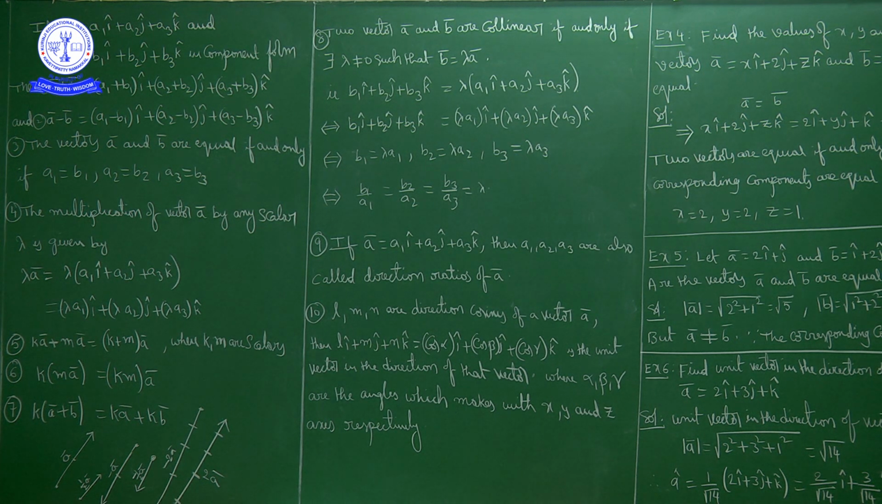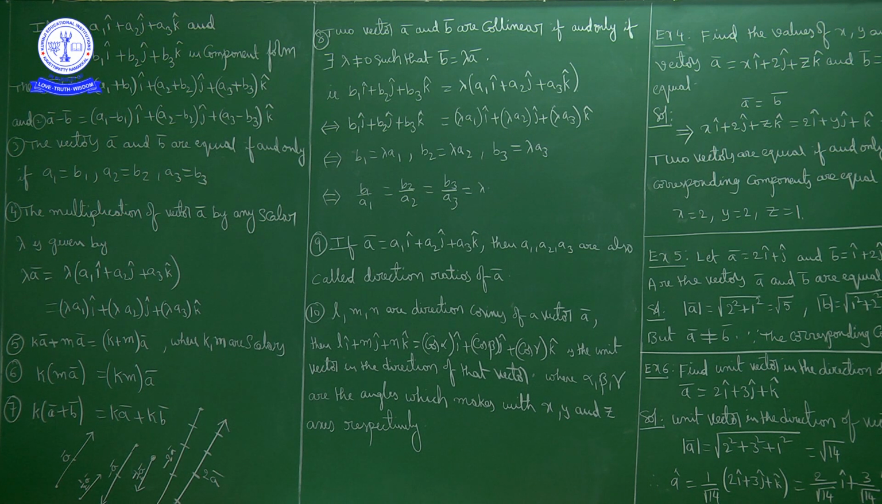Represent component of a vector. Okay. Next, we will continue with this concept. If A bar is a vector, A1 i cap plus A2 j cap plus A3 k cap, and B bar is a vector, B1 i cap plus B2 j cap plus B3 k cap in component form. Okay. This is the component form. Now A bar and B bar are represented in component form.